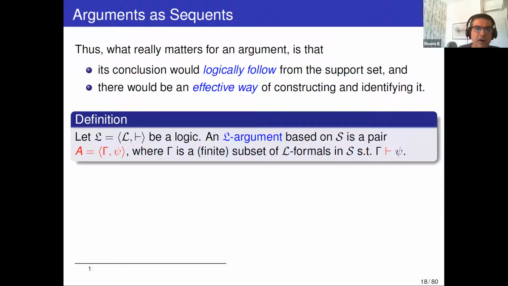So suppose that we are given a logic. An argument with respect to that logic, which is based on a set of assumptions, is a pair, where the support is a finite subset of the set of assumptions, and the only requirement is that the conclusion of the argument logically follows, according to the base logic, from the support of the argument.